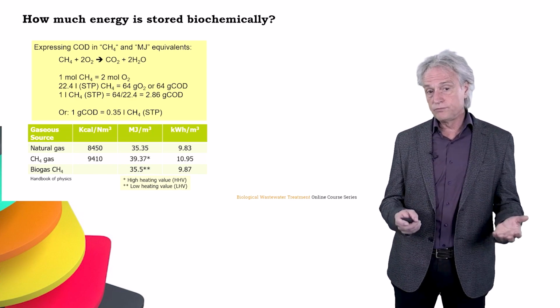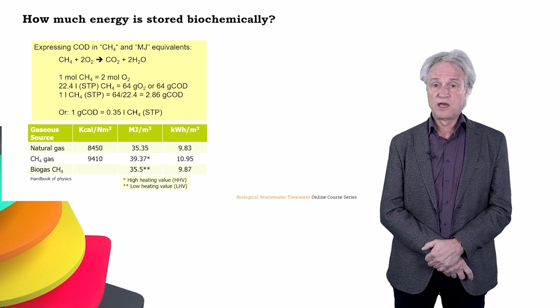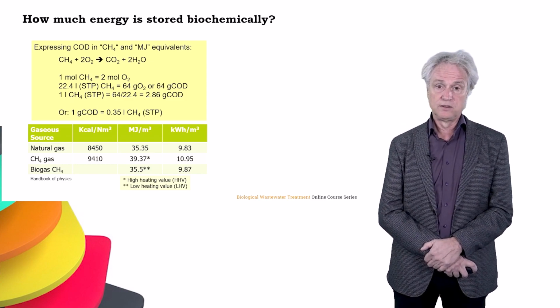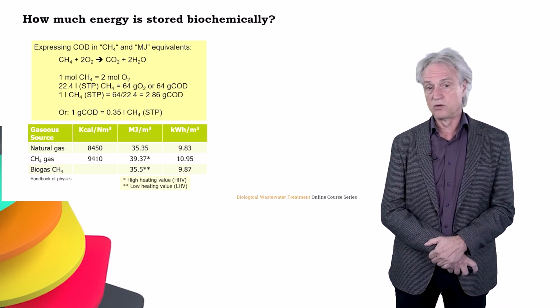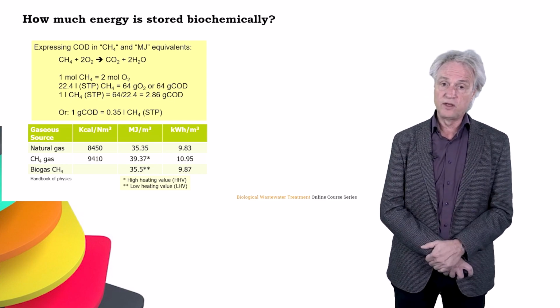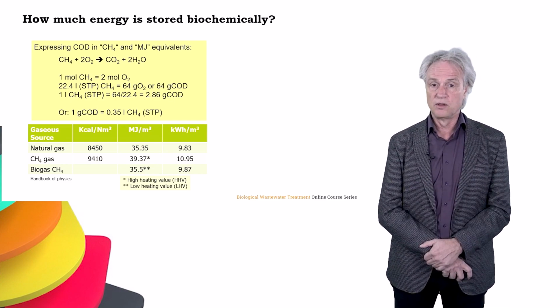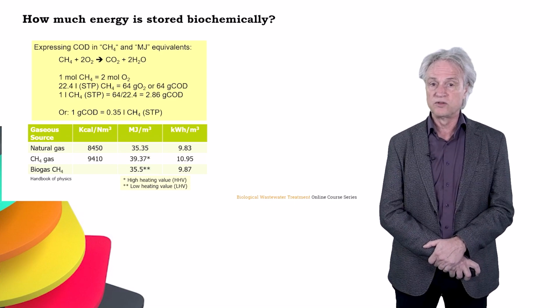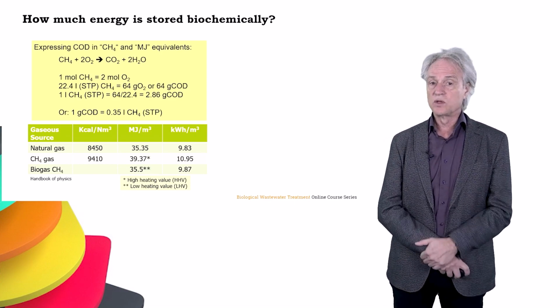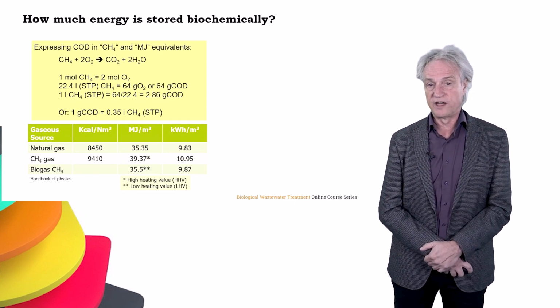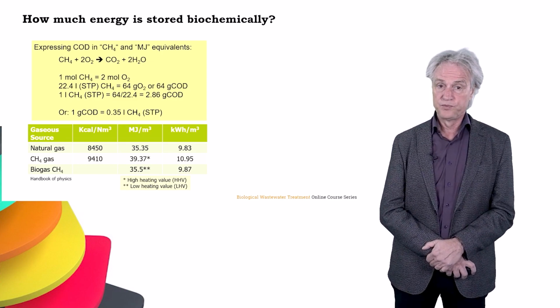Now if you look at the handbook of physics to see the energy content of this cubic meter of methane that we're going to produce, and we focus on the central column in which megajoule per cubic meter is expressed, we see that natural gas is equivalent to 35.35 megajoule per cubic meter.